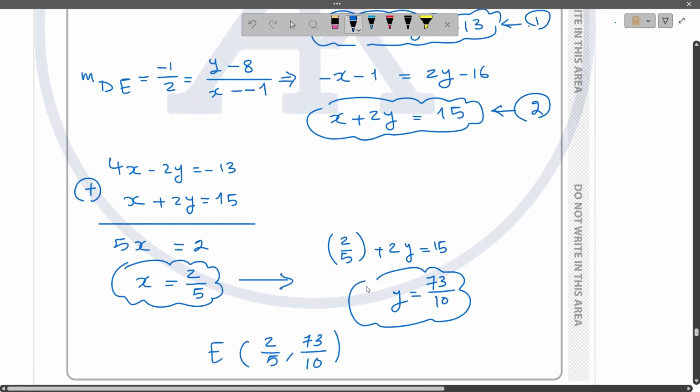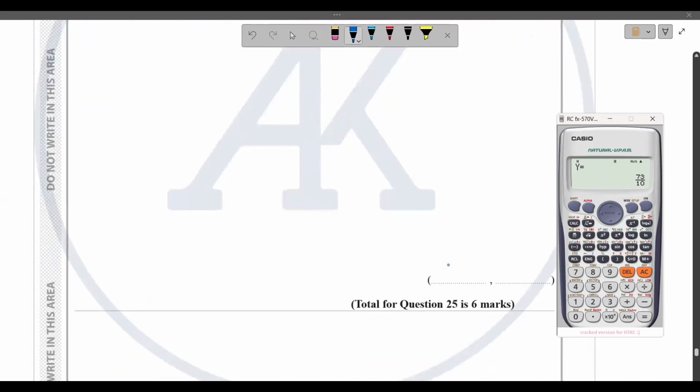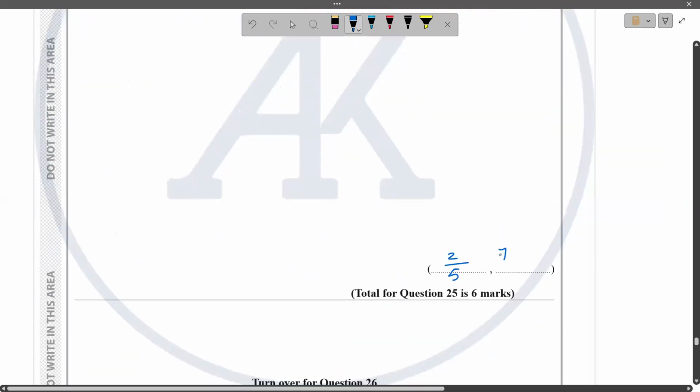Let's check the answer. Mod 5, 1, 4, negative 2, and negative 13. 1, 2, and 15. Yes, 2 over 5 and 73 over 10.